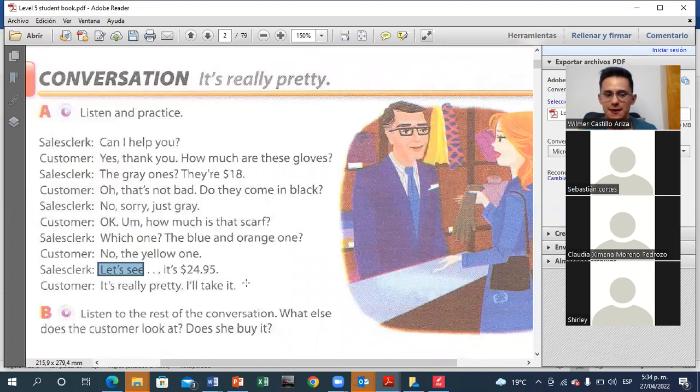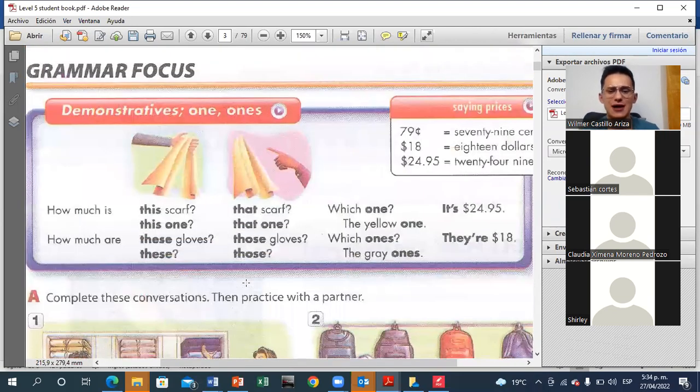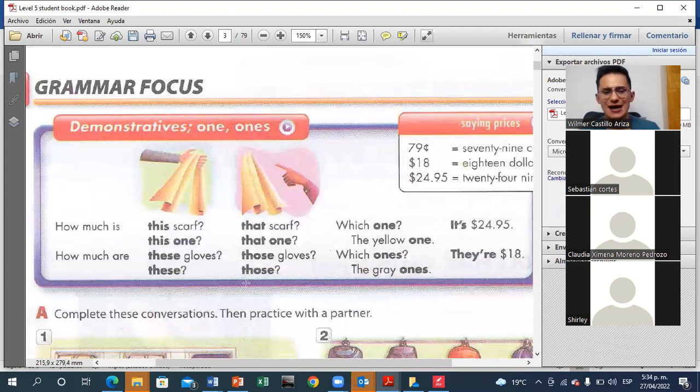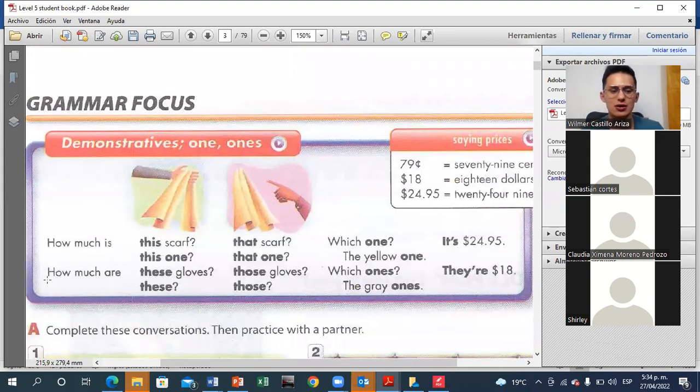I'll take it. Okay. Now, according to that, look over here. Here we have an example of what we already learned. Aquí tenemos un pequeño ejemplo de lo que acabamos de ver. Look at this part. How much is this scarf? ¿Cuánto vale esta bufanda? How much is that scarf? ¿Cuánto vale esa bufanda? How much are these gloves? ¿Cuánto valen estos guantes? How much are those gloves? ¿Cuánto valen esos guantes?